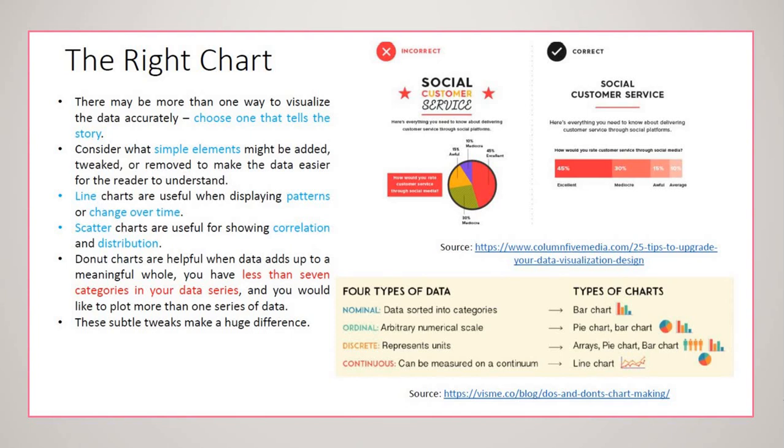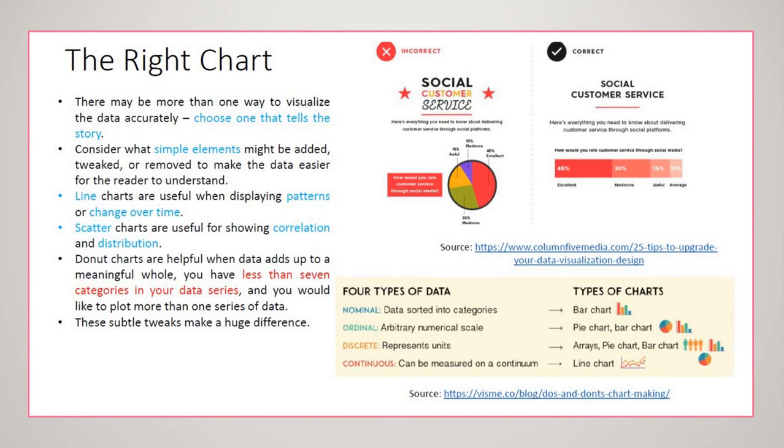Okay, line charts are useful when displaying pattern or change over time. As I said previously, bila melibatkan perubahan trend, melibatkan masa, then you should consider timeline punya graph. Okay, kalau scatter usually for showing correlation or distribution. Okay, correlation between two variables or more. Okay, donut charts are helpful when data adds up to a meaningful whole. You have less than 7 categories in your data series. Okay, kalau terlalu banyak macam tak sesuai jugalah donut chart. And you would like to plot more than one series of data. So these subtle tweaks make a huge difference.